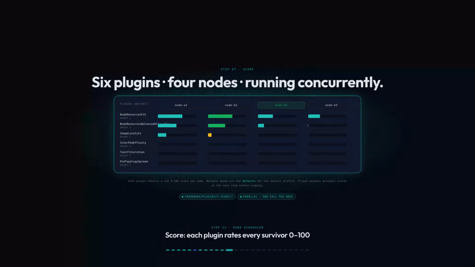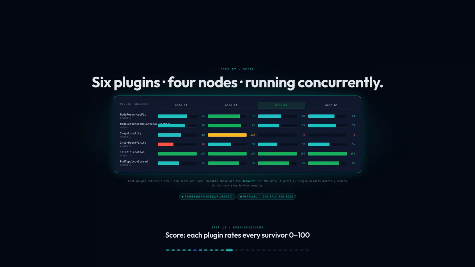So now Score, the leaderboard. Every plugin rates every node 0 to 100, in parallel, of course.